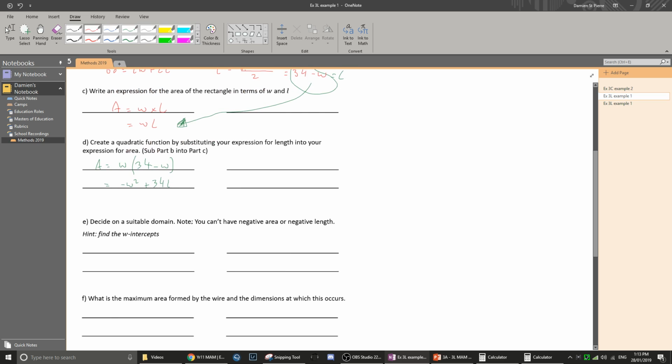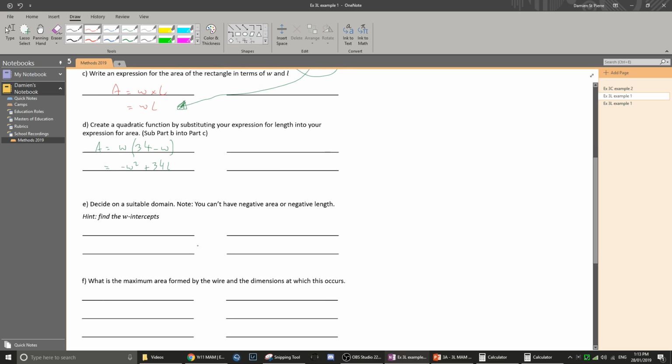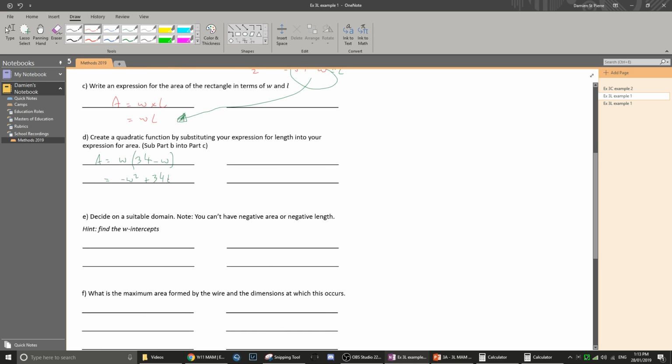Decide on a suitable domain. Note, we can't have negative area or a negative length. Another hint is to find the W intercepts. So let's think of this. This is an expression telling us the area of our shape. Oh, that's supposed to be a W, my apologies. That's a W there, 34W.